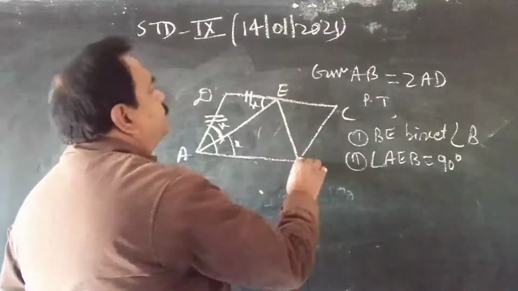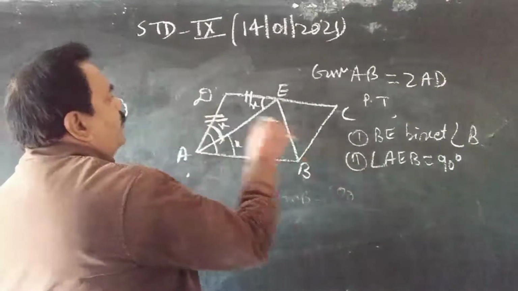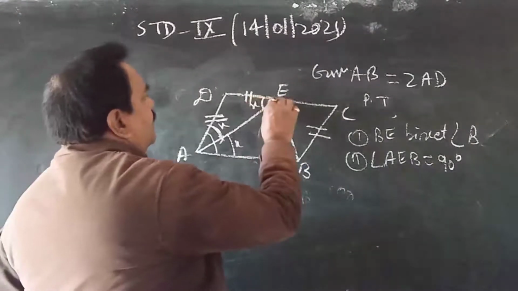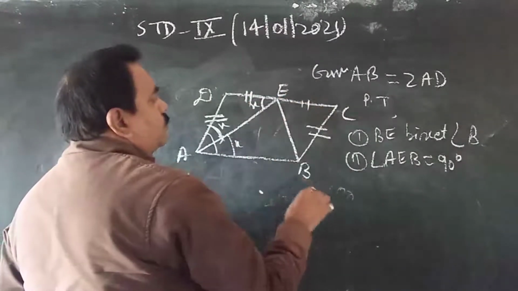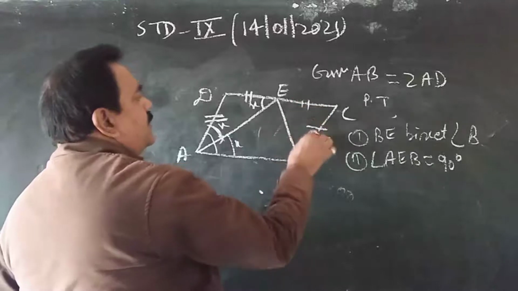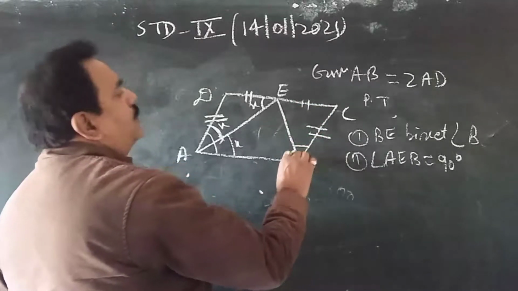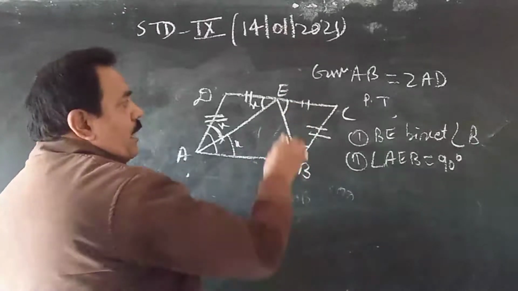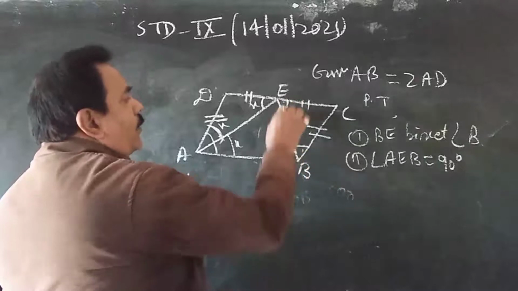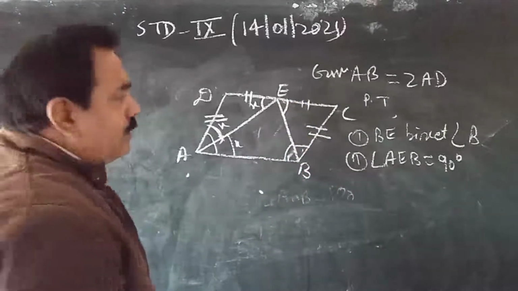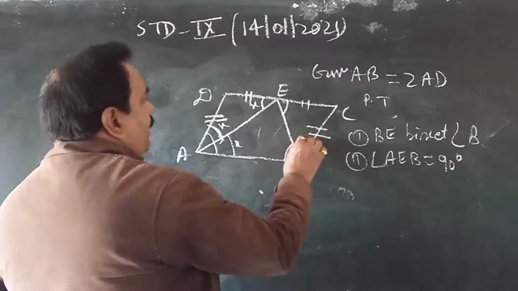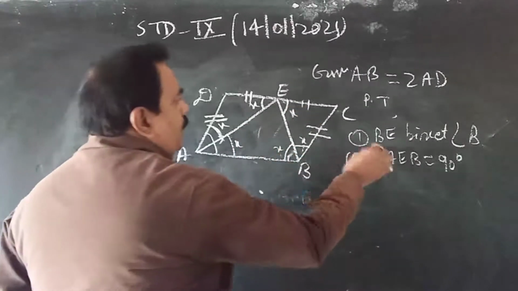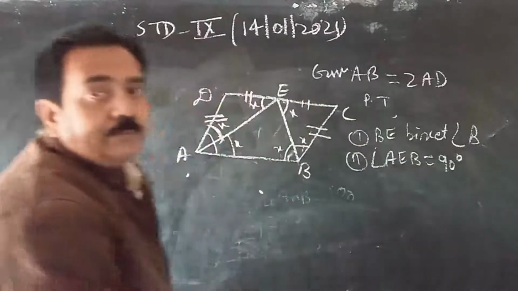Now join this one. You know that opposite sides of a parallelogram are equal. And this is equal to this value, so this is also equal. It means these two sides are equal. It means this angle and this angle are also equal. And this angle and this angle are alternate angles. So if it is X, this is also X, this is also X. So we come to know that BE bisects angle B.